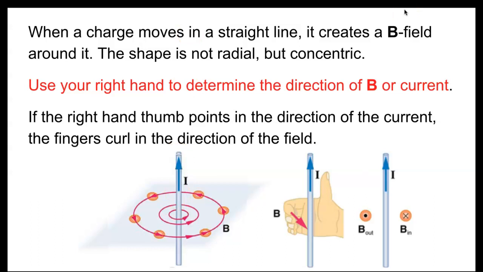Now, a magnetic field that is pointed in a circular path around this wire could have one of 2 different directions. Is it circular in a clockwise direction or in a counterclockwise direction?